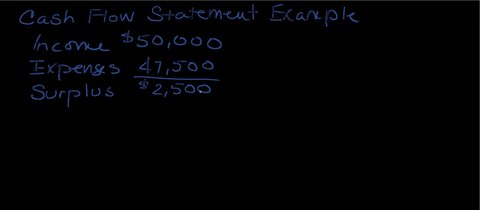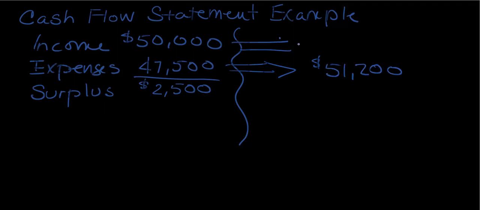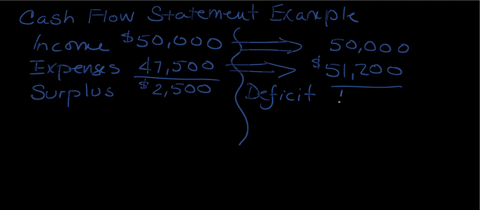So let's say then, what if his expenses had been $51,200 with that same income of $50,000? Now what happens? Well, in this case, we're going to see that he's got a deficit of $1,200.